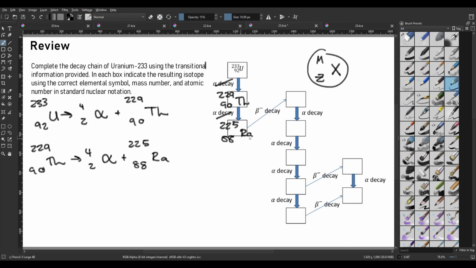Could have made these boxes a bit bigger, but it's okay. So now we have a beta minus decay. Okay, put in something different in here. So beta minus decay, we're going to start obviously with what we did last time. So 225, 88, Ra. Do beta particle notation this time, plus 225 over 89, and then element number 89 is going to be Ac.